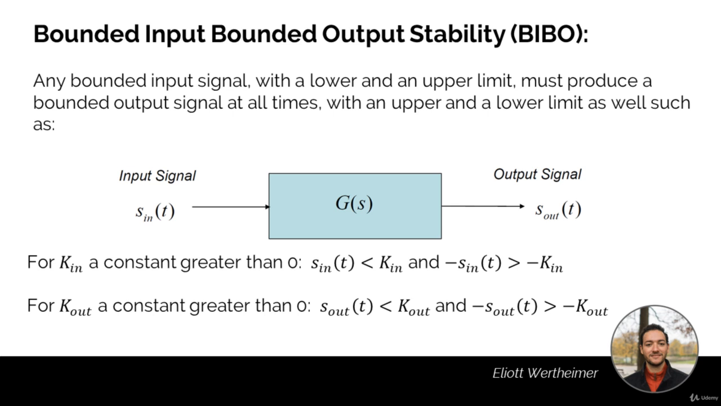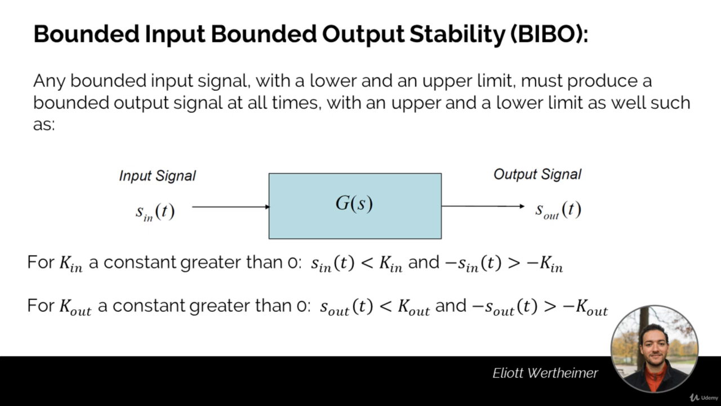If this applies to the system, then it must be true as well for the output. So for the output, we will have a K out, which has to be a constant, but can be any other constant. It doesn't have to be the same. For that constant K out, let's say 20 in that case, the output signal must always be inferior to K out, which is 20, and the negative of the output signal must also always be superior to minus 20, the negative of K out. So again, this means that the absolute value of the output signal must be inferior to K out.